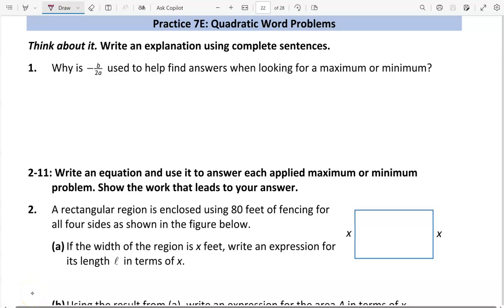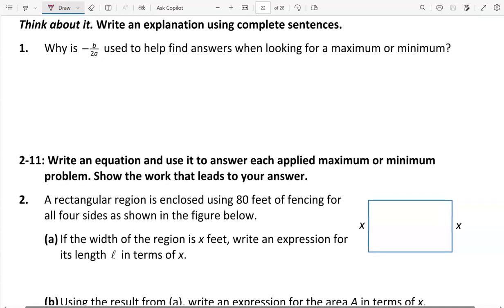This is a video walkthrough for practice 7E. In number 1, we're asked why negative b is used to help find answers when looking for a maximum or minimum.